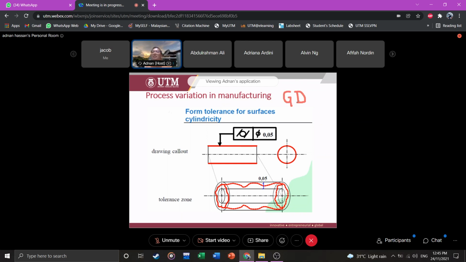Geometrical dimensioning and tolerancing. So one of the symbols, for example, is cylindricity. We monitor the cylinder, not only the diameter, but the shape, the profile of it.